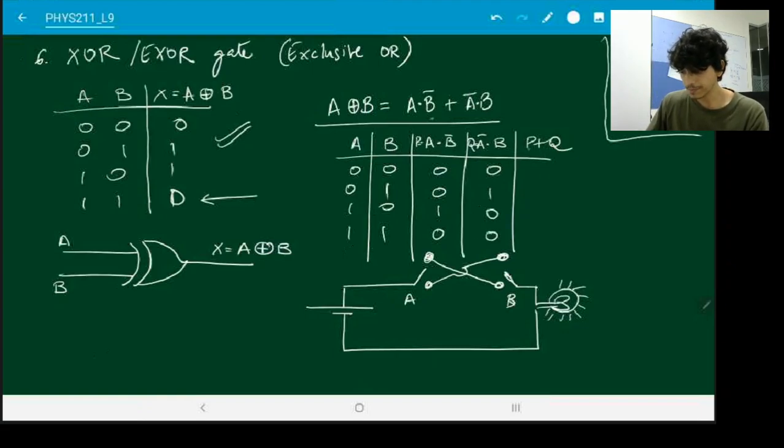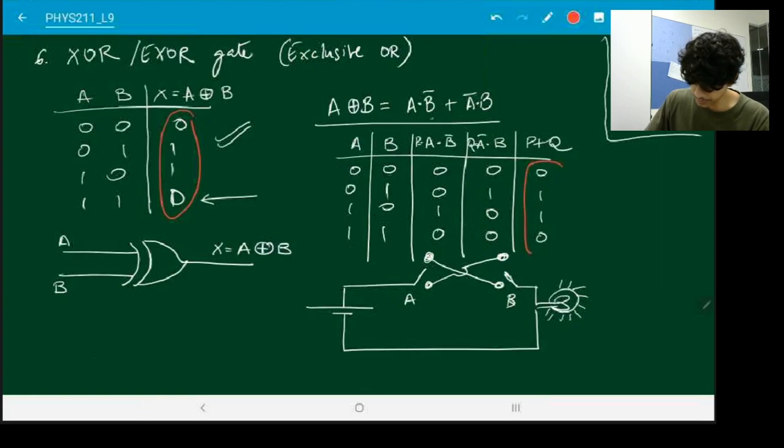And if I OR them, so 0 or 0 is 0. 0 or 1 is 1. 1 or 0 is 1. 0 or 0 is 0. So you can see that the result of XOR is the same as the result of A and B complement or A complement and B. So therefore we say that we have verified this statement.